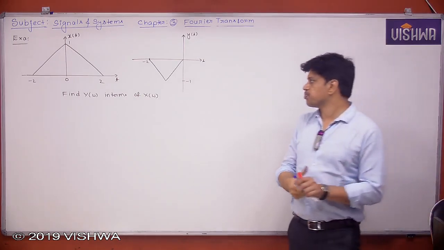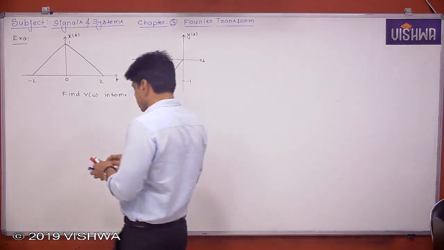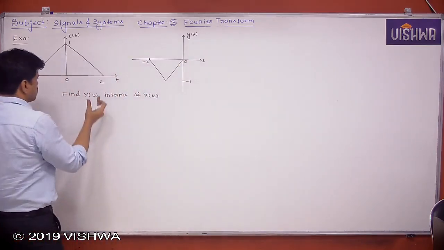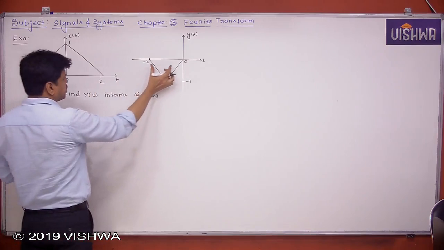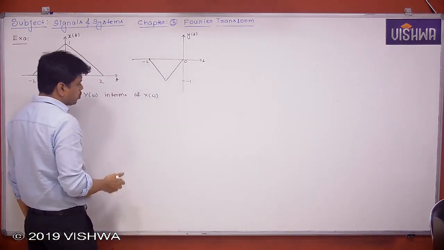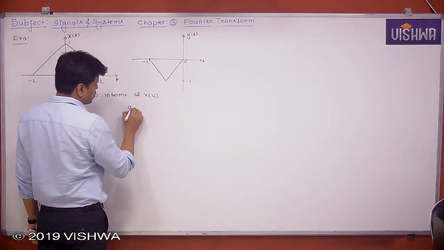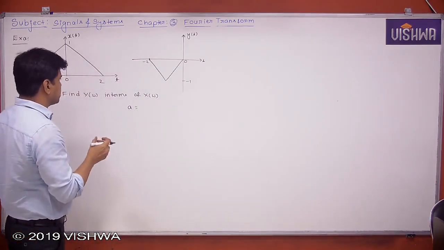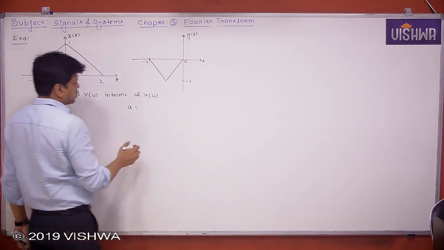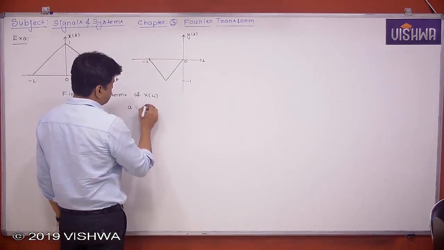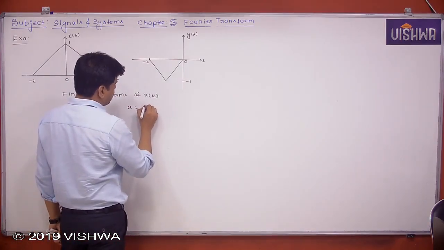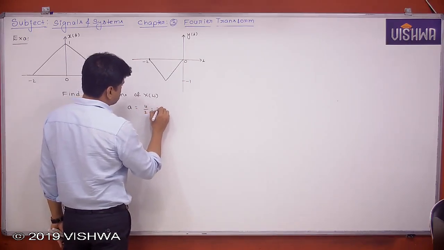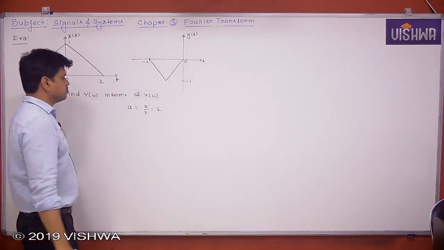Let's see. First of all, we have to see what is the width of the two signals. So here width is 4, here width is 2. So definitely we are having a scaling factor. Let's say A is equal to how much? It got compressed. So it is nothing but available width by required width. That is nothing but 4 by 2. That is nothing but 2.